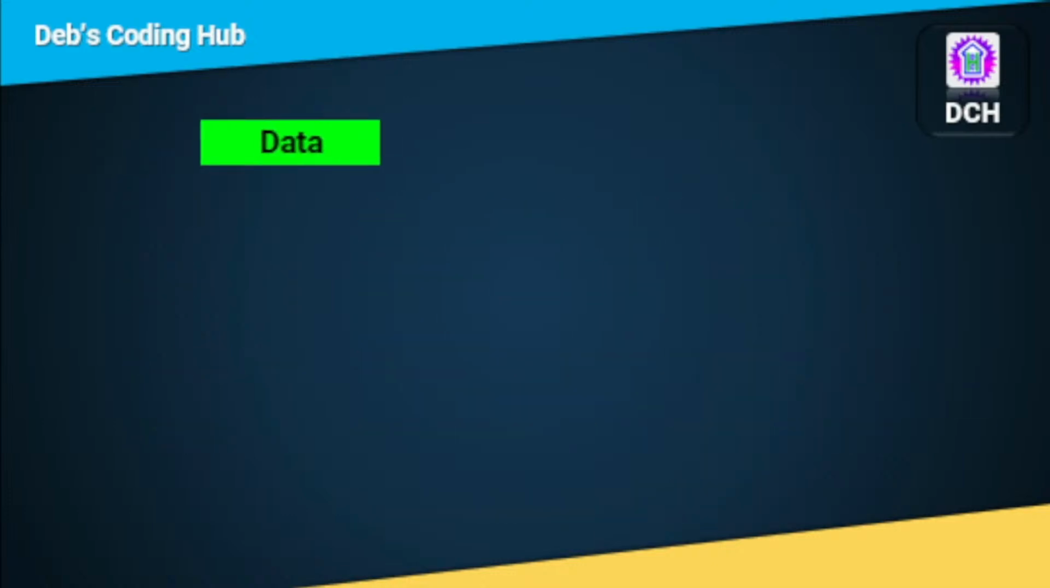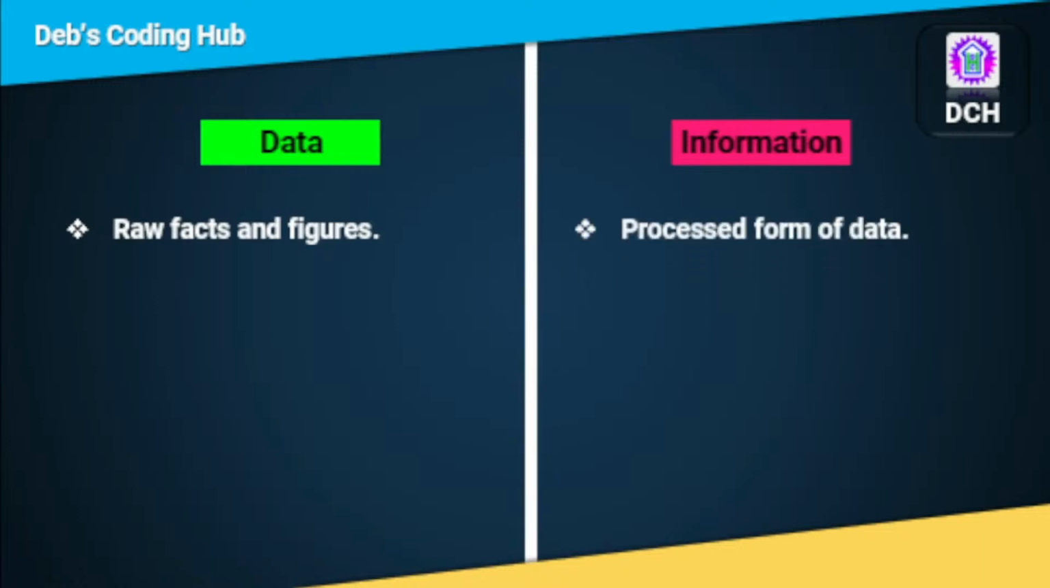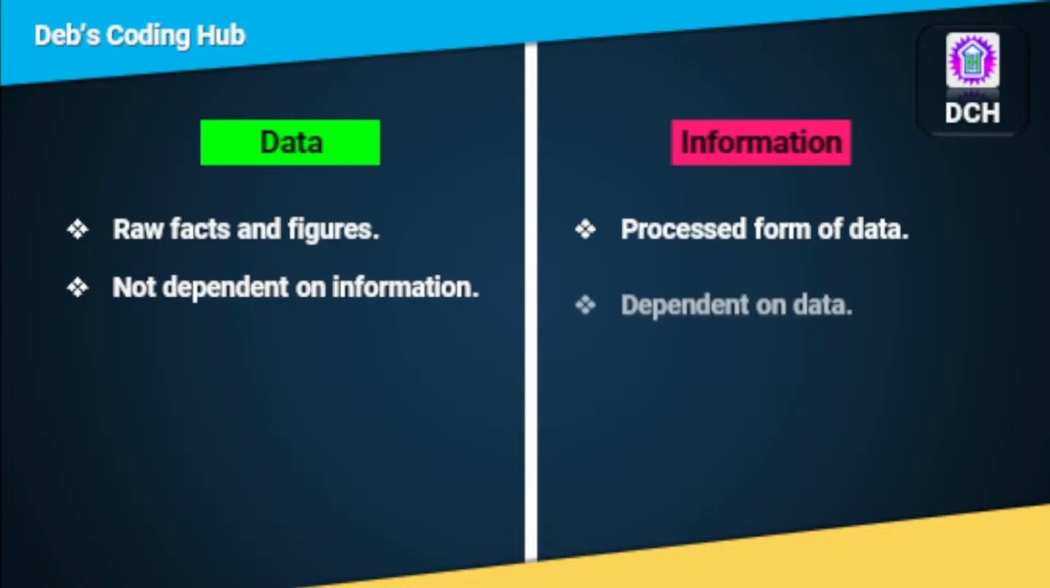And when I talk about data and information, there must be some differences between the two. Let us see the differences between data and information. Data is nothing but raw facts and figures, whereas information is processed form of data. Next one is data is not dependent on information because information is derived from data. Data is not derived from information. It is derived from observation, but information is totally dependent on data.